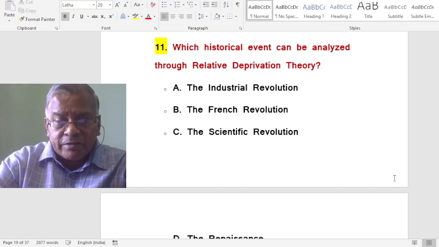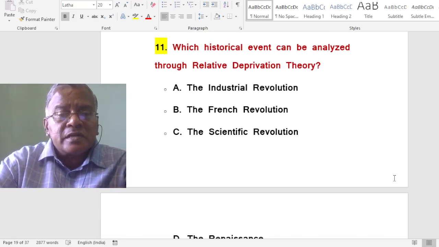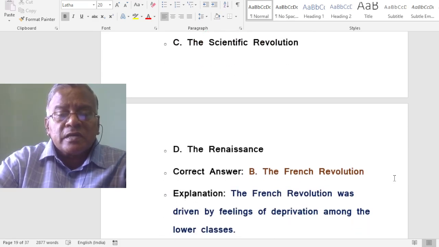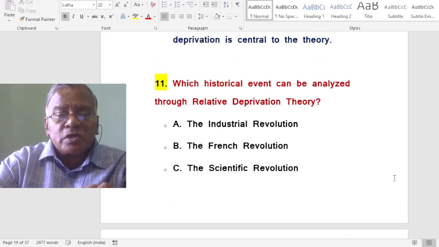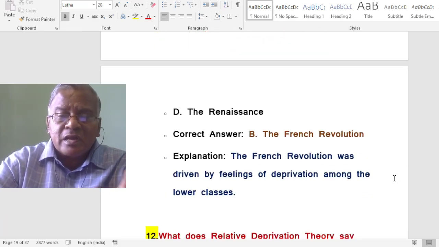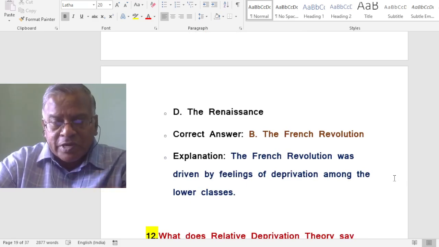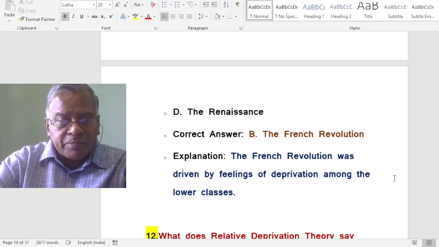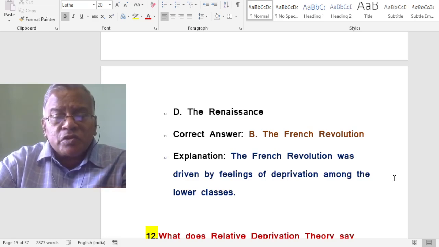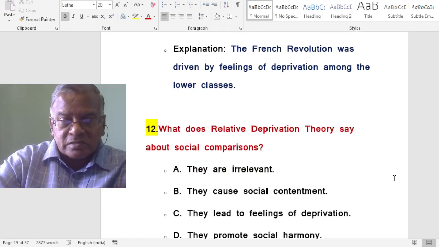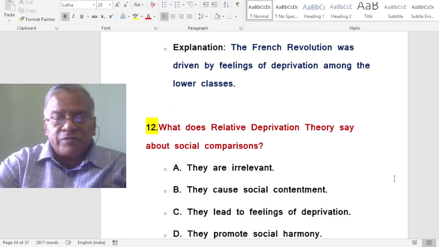Now, which historical event can be analyzed through relative deprivation theory? A. The Industrial Revolution. B. The French Revolution. C. The Scientific Revolution. D. The Renaissance. Here, the French Revolution. The French Revolution was driven by feelings of deprivation among the lower classes. That is what happened there.